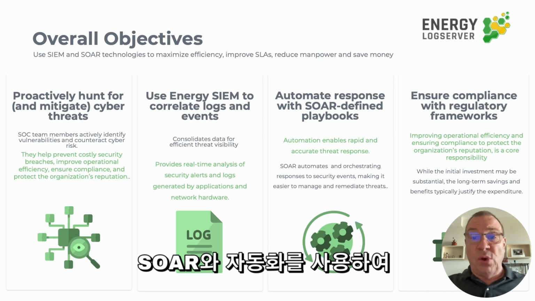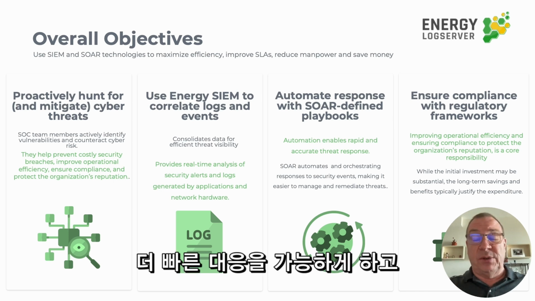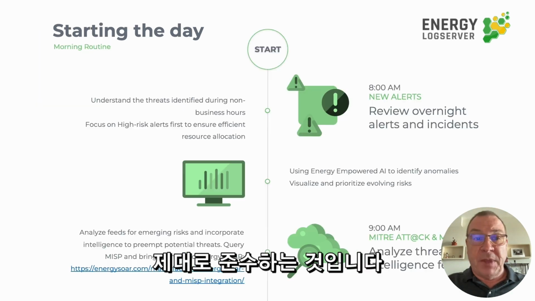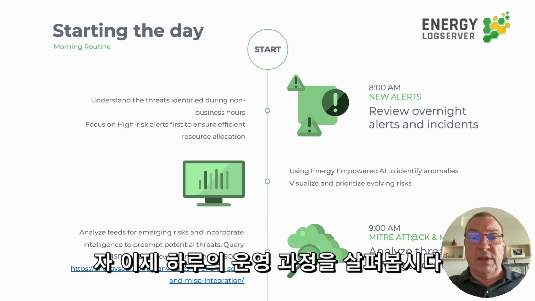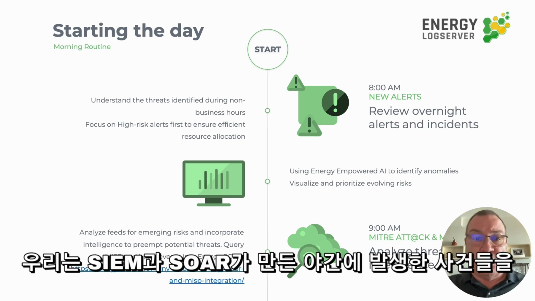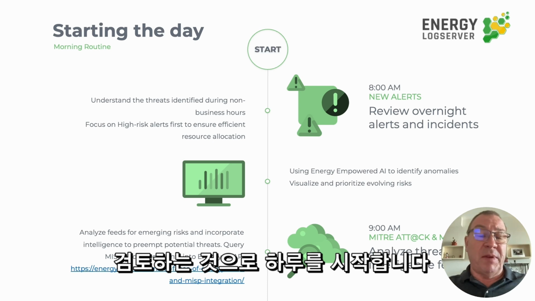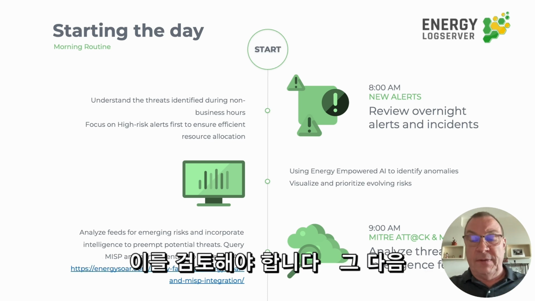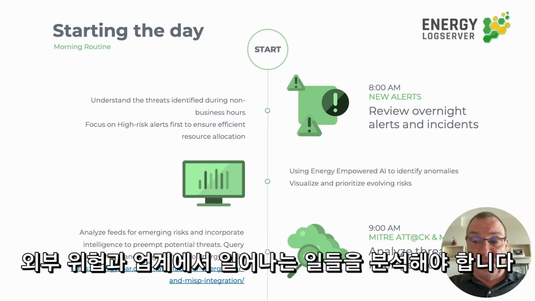We want to use SOAR and automation to enable a quicker response from the team, and we want to keep everybody regulatory compliant. So let's look at the day. We start the day by reviewing the overnight incidents that SOAR has created. There may be some AI-based anomalies that have been found also, so we need to review those. We then need to look at analyzing the external threats and things that are happening in the industry through external integration. So let's get started.